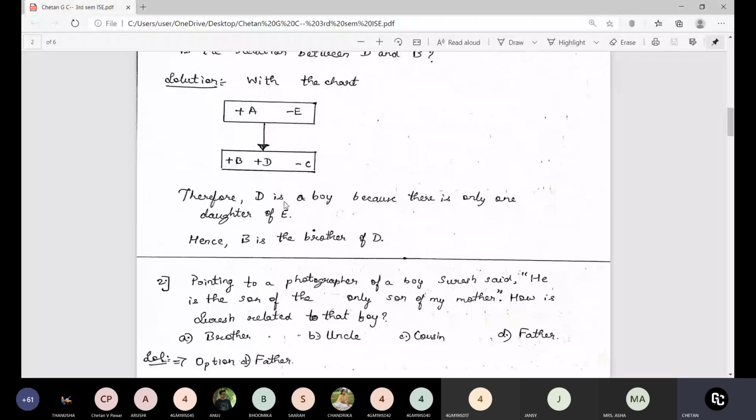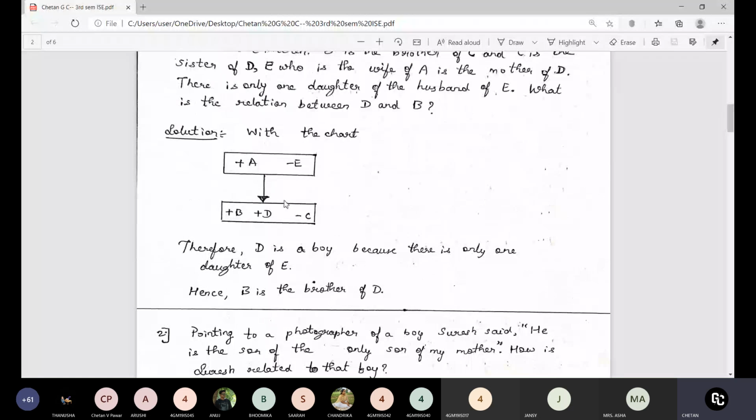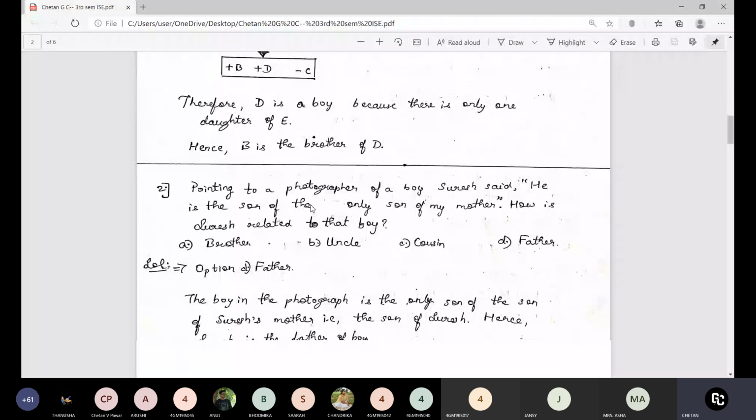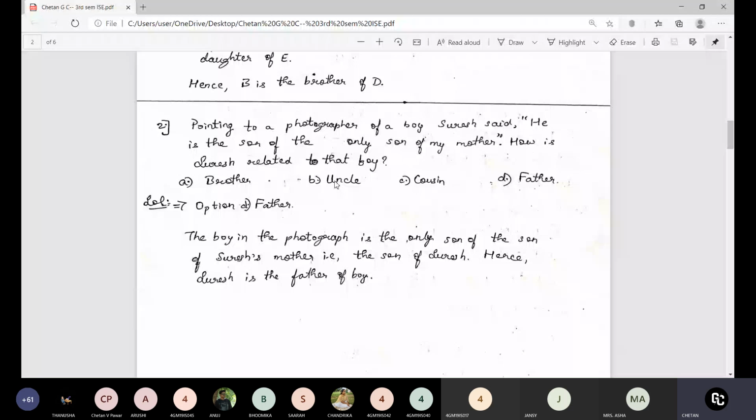So next comes the second question. Pointing to a photograph of a boy, Suresh said, he is the son of the only son of my mother. How is Suresh related to that boy? So here Suresh is pointing towards a photograph and he is saying that the boy who is in the photograph is the son of Suresh, that is, Suresh is the father of that boy. So the boy in the photograph is the son of Suresh's mother's only son, that is, he is the son of Suresh. So how Suresh is related to that boy means he is the father of that boy. So the option is D, that is father.